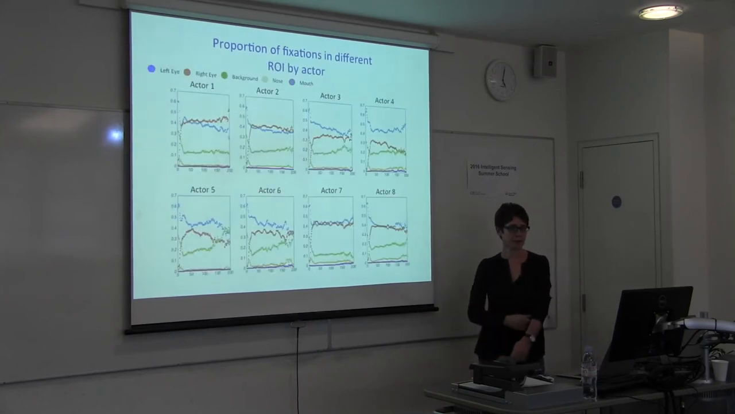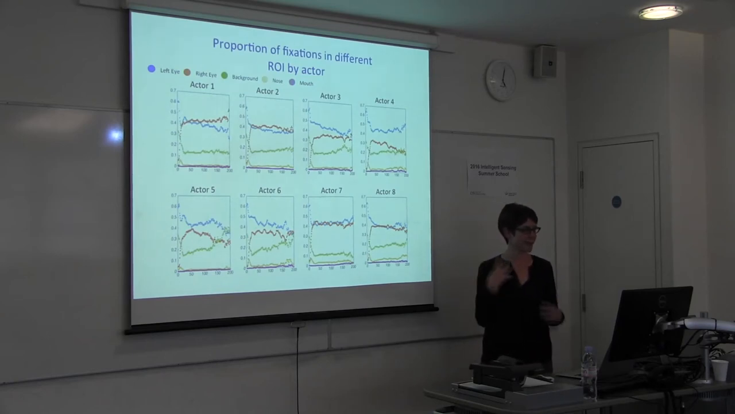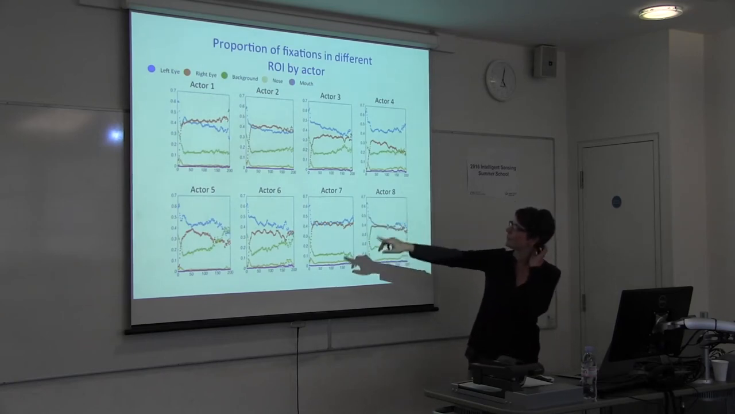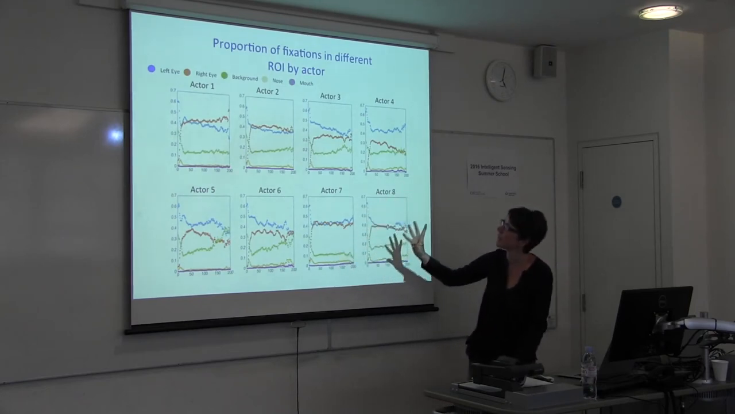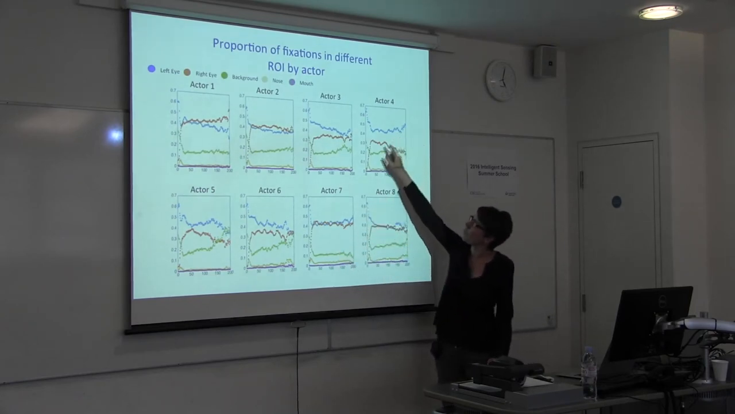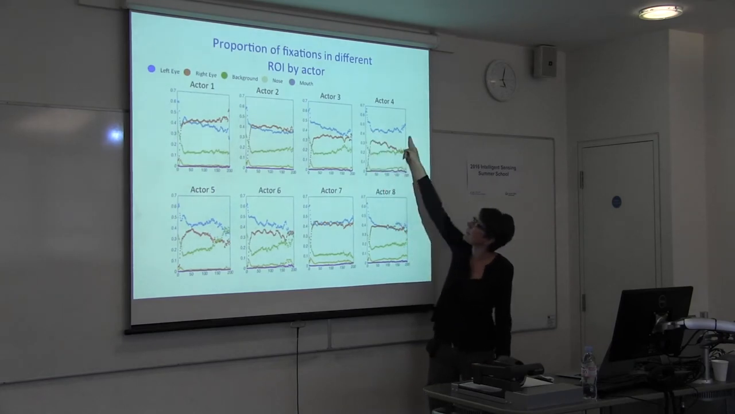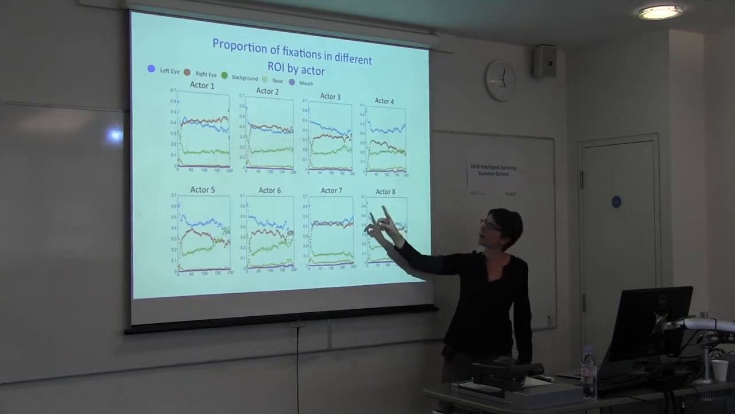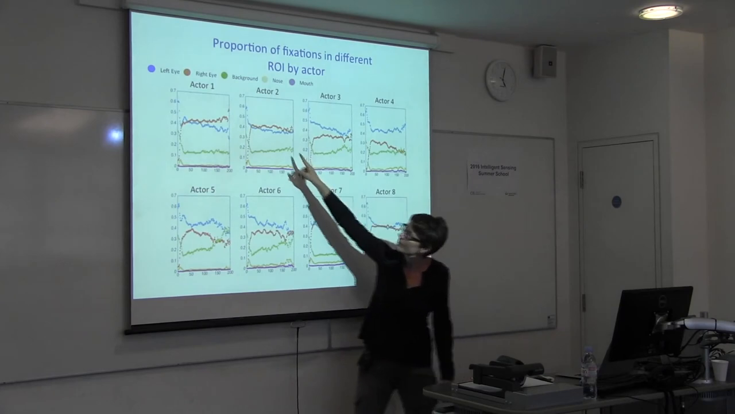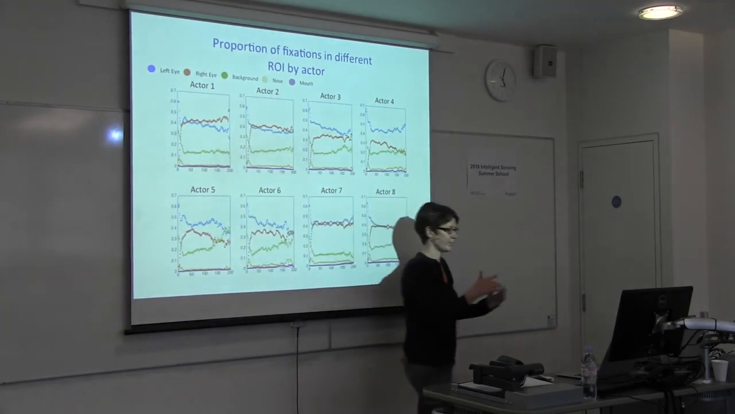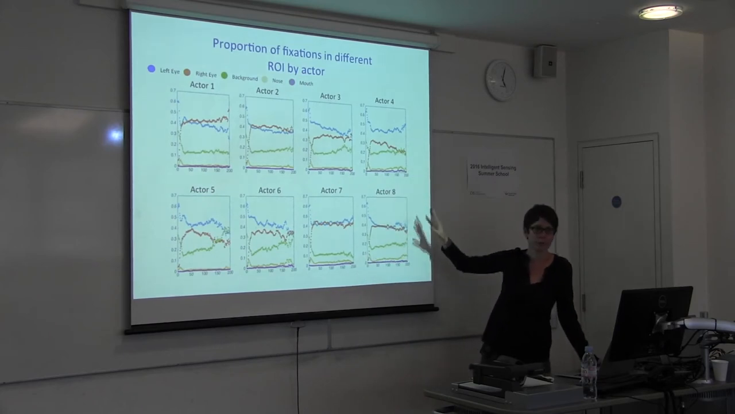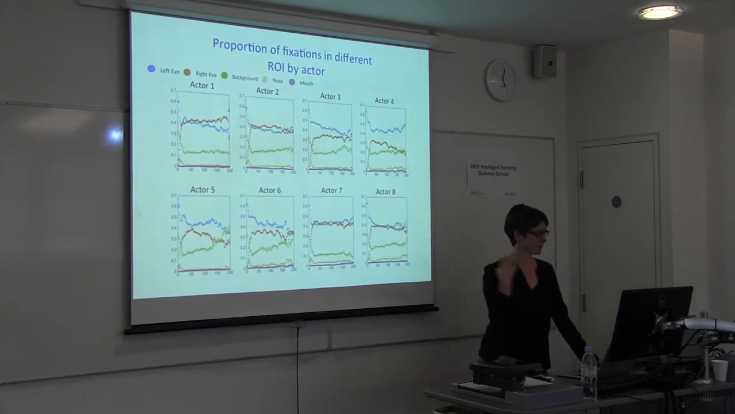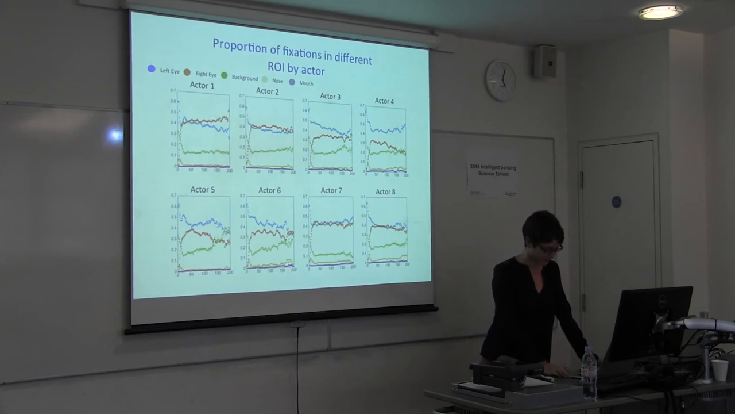And it's not specific to any of the actors. This is showing the eight actors that we had. In some cases, like actor four, you had this separation that's maintained throughout the entire trial. In some cases, like here or here, it disappears. But what you can see is that across all of them, this is how it starts off. You've got this very strong left eye bias.